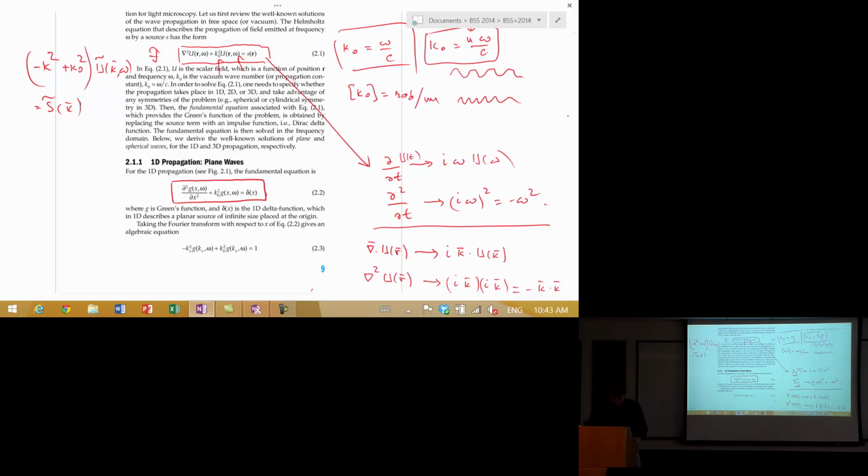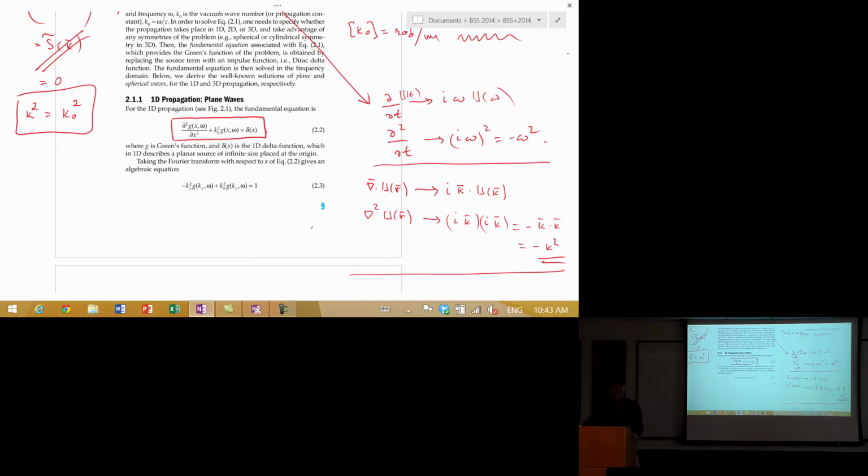So why is this interesting? Let's imagine I have no source. I have a field propagating in vacuum. Somewhere in the region of space there are no sources. So if I make it equal to 0, the non-trivial solution means that k squared equals k naught squared. And what is this equation called? It's called a dispersion relation.